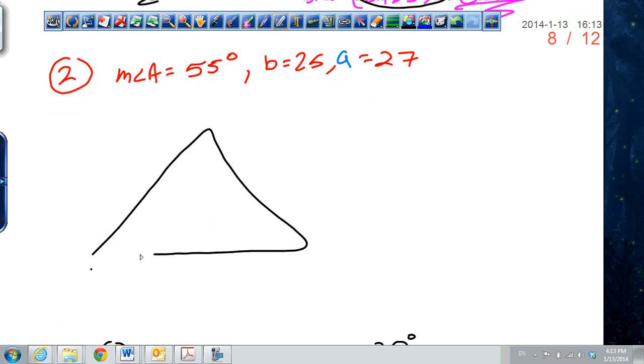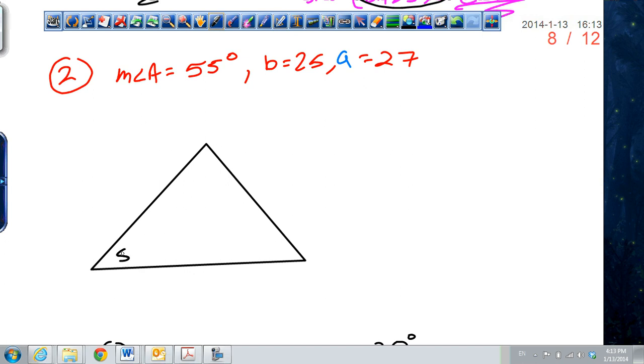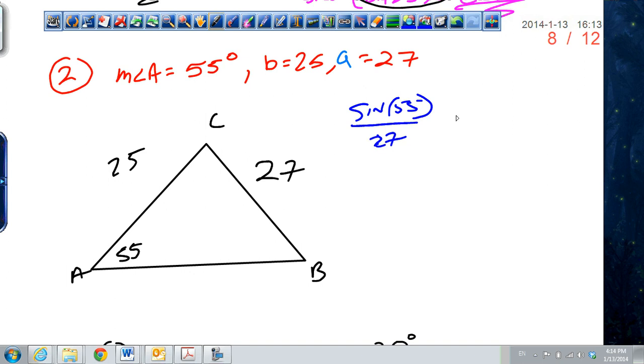Draw our triangle again. Got a couple of different numbers here this time. A and B and C. B is still 25, but A in this case is 27. So we can do the same steps here. Sine of 55 over 27 equals sine of, don't know it, over 25. So now when we cross multiply, divide, do all that fun stuff, and do the inverse sine of all that, we get 49 degrees.